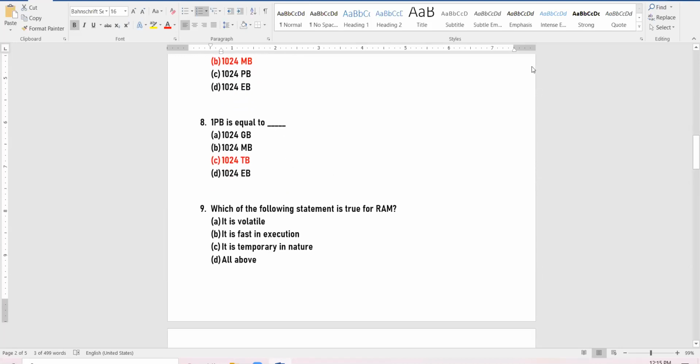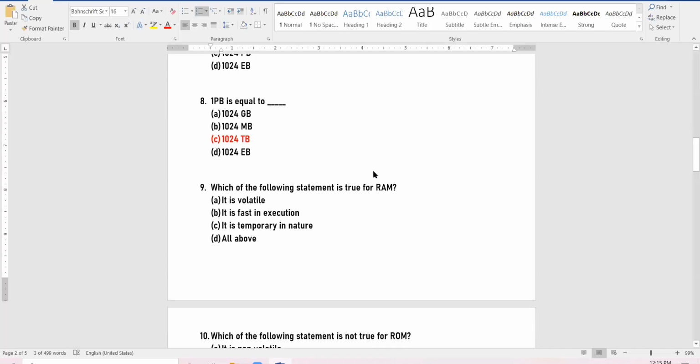Ninth MCQ. Which of the following statement is true for RAM? It is volatile. It is fast in execution. It is temporary in nature. All above. Yes, Gaurav, unmute yourself. Sir, all above. D option, all above. Very correct, Gaurav. Good.